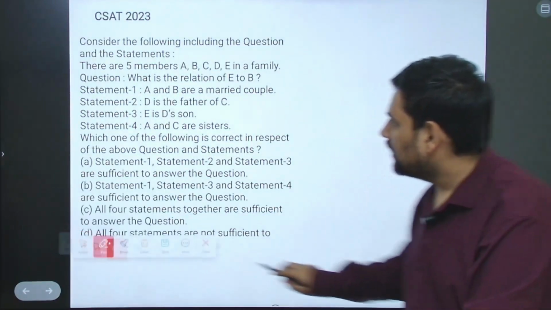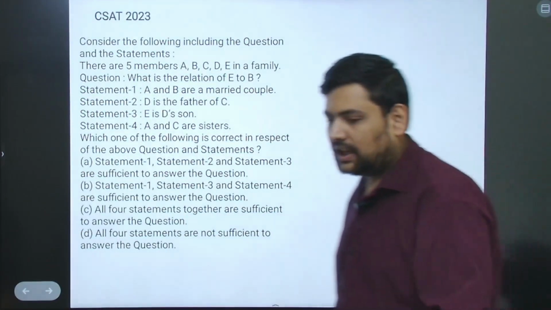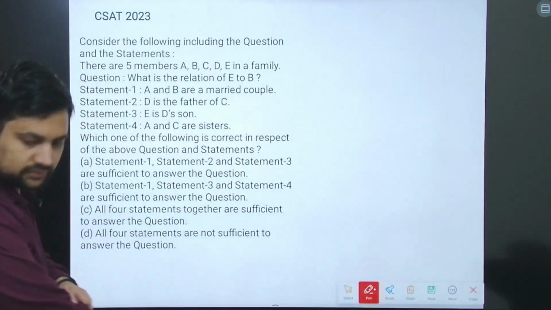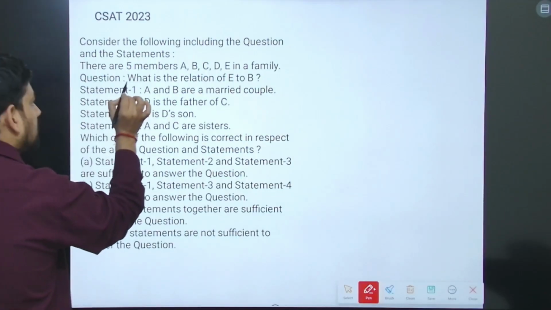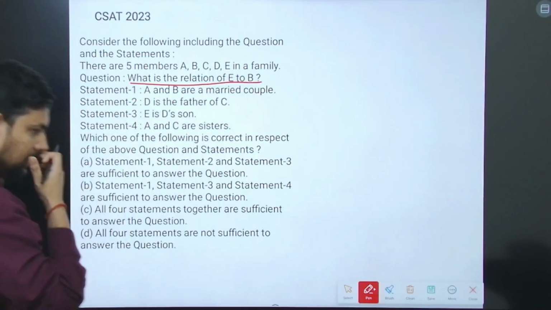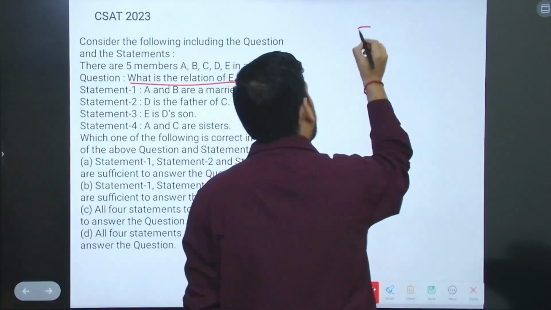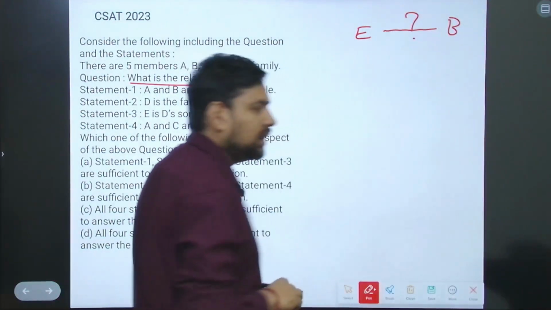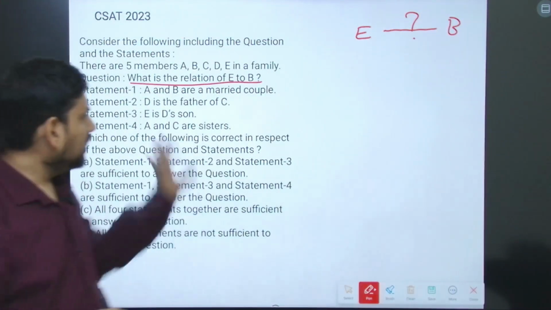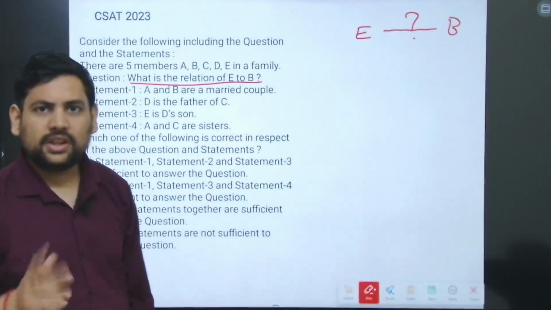It says that there are 5 members in the family A, B, C, D, E. Now, first thing, what is the question? So what is the relation of E to B? So this I need to find. How is E related to B? This relation I need to find. First we do this only. We write the question statement, what we need to find.